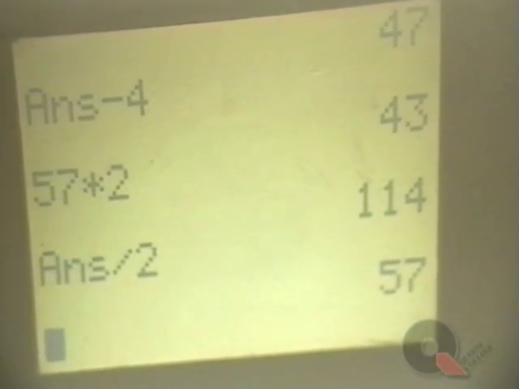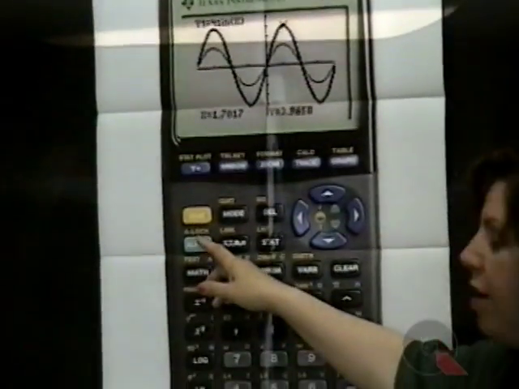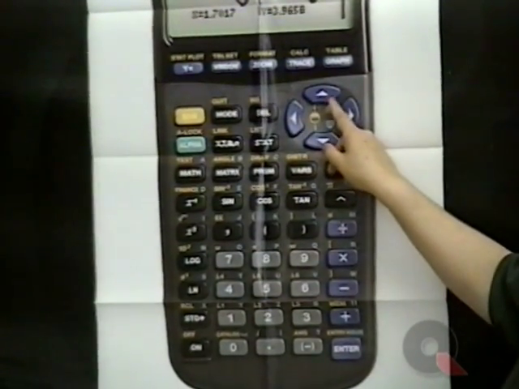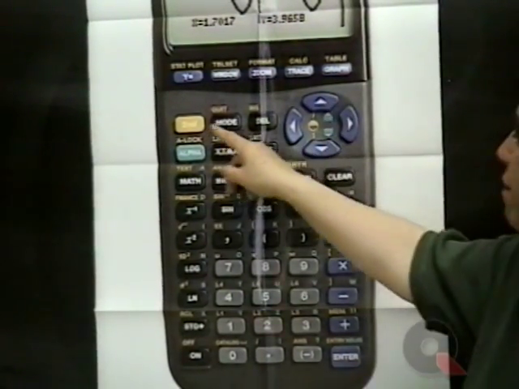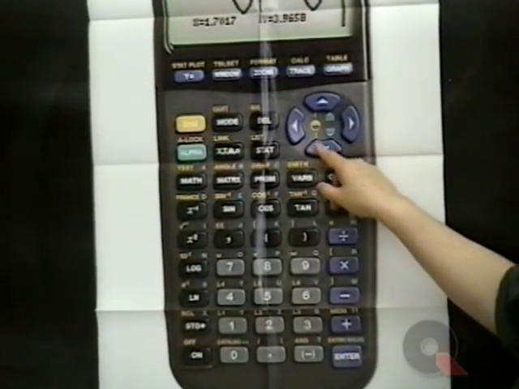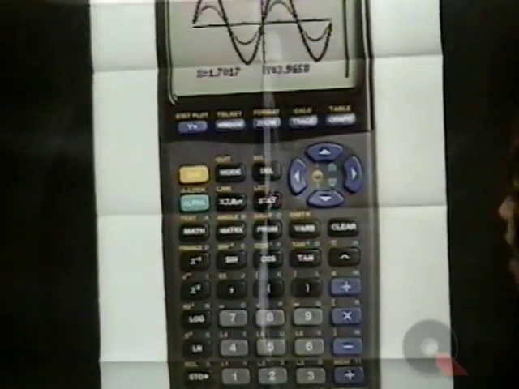Now, if you do not like the contrast, you can change it. You can make what's printed on the screen darker or lighter. If I hit the second button and release it, then hit the cursor arrow pointing upwards, it increases the darkness. And if I hit the second button, release it, and press the arrow going down, it decreases the darkness. Let's try that. I'm going to hit the second and the arrow going up.